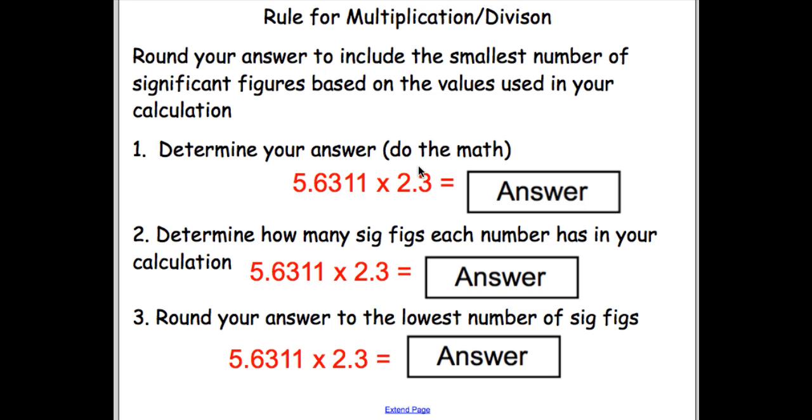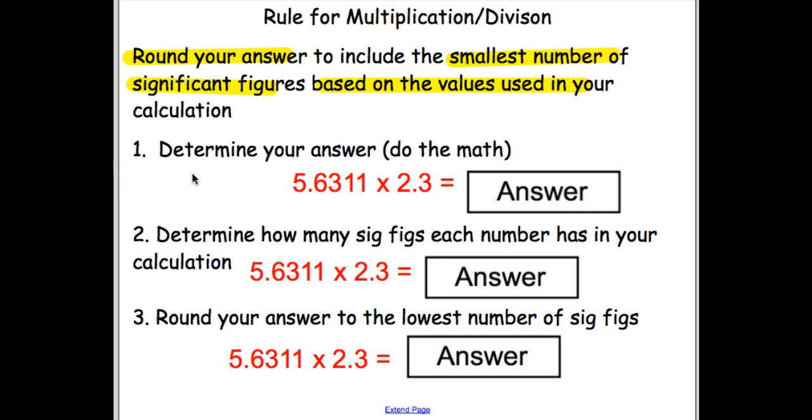So, when we do multiplication or division, what we want to do is round our answer so that the final product has the lowest amount of significant figures that we started with. So we round our answer so we have the smallest number of sig figs based on what we started with. What do I mean? Well, let's first talk through step-by-step instructions on how we would do these problems. There's a three-step process for doing multiplication and division problems with significant figure rounding.